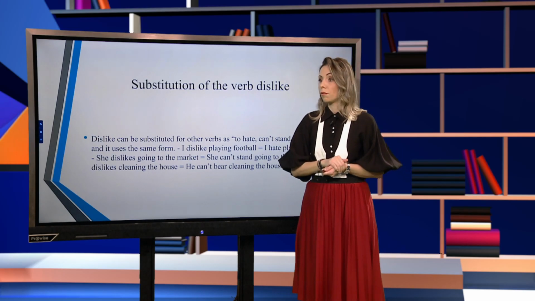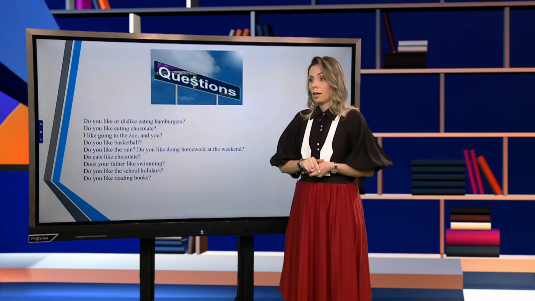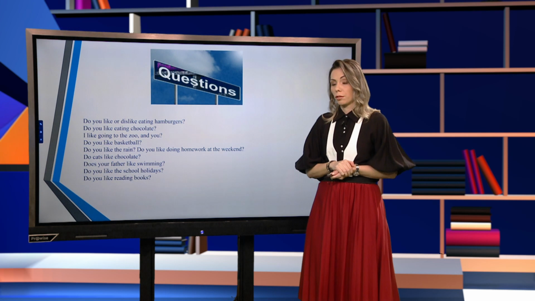The substitution of the verb dislike. So dislike can be substituted for other verbs such as hate, can't stand, can't bear, and it uses the same form. I dislike playing football, or I hate playing football. She dislikes going to the market, she can't stand going to the market. He dislikes cleaning the house, he can't bear cleaning the house. I have prepared some questions for you.